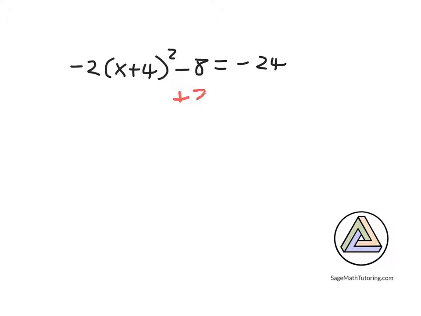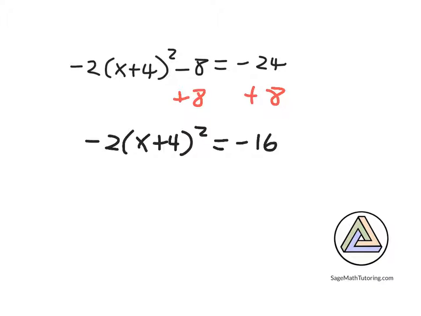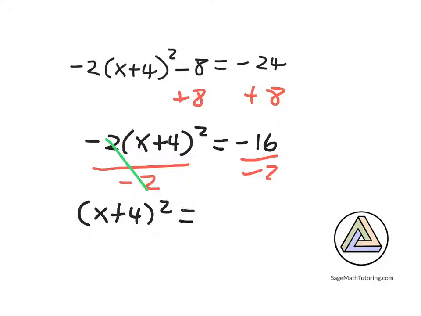We will add 8 to both sides, and we're going to end up with negative 2 times (x plus 4) squared equals negative 16. And at this point, it's a matter of dividing both sides by this negative 2. That would result in (x plus 4) squared equals positive 8.